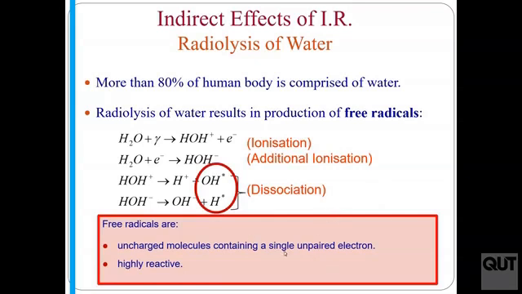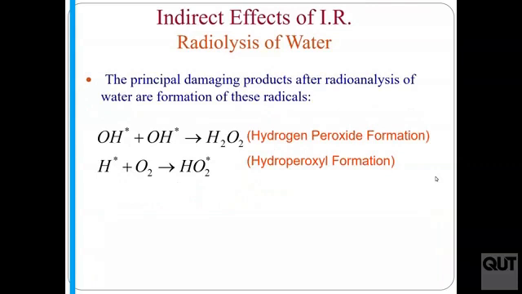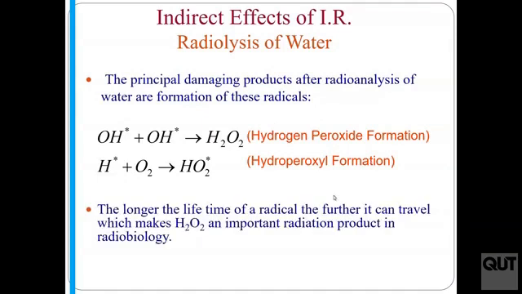The free radicals are uncharged molecules containing a single unpaired electron. These are highly reactive, and these will attach to the DNA. So these are basically the free radicals that will cause damage. The longer the lifetime of the radical, the further it can travel. Hydrogen peroxide is a free radical, so that's an important product in radiobiology.